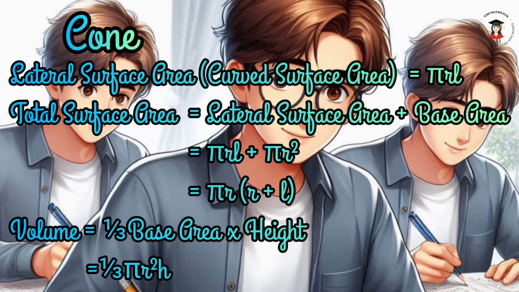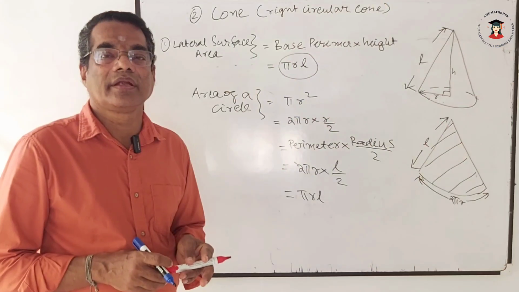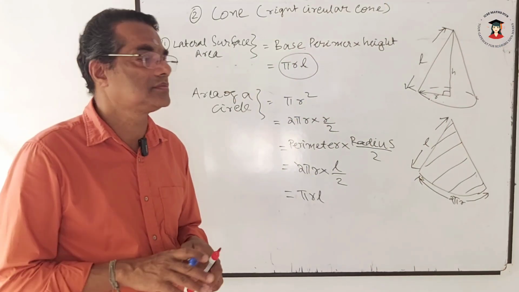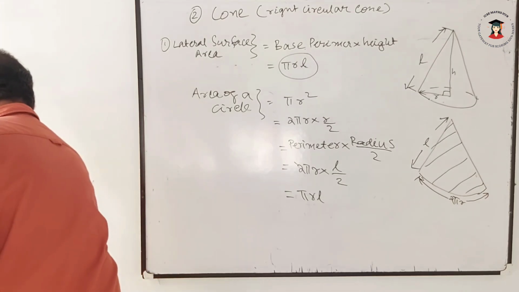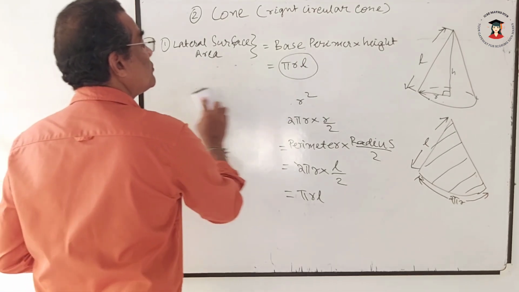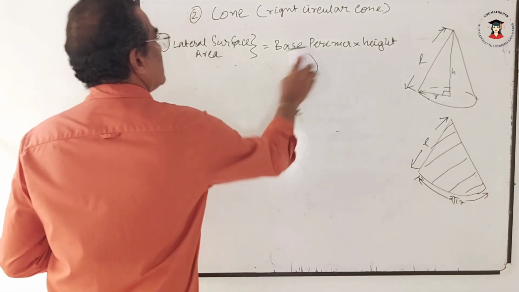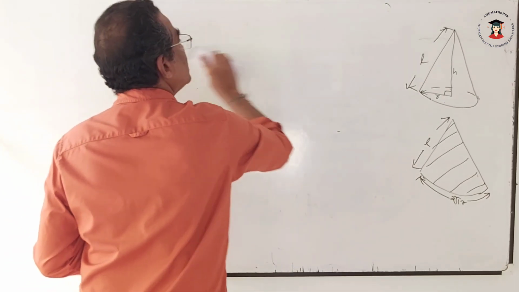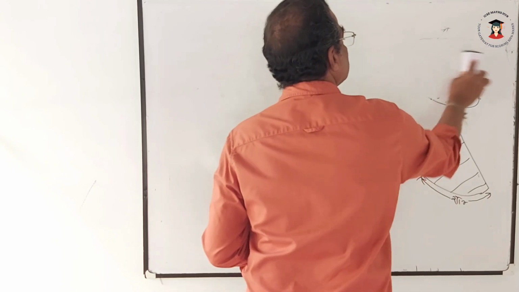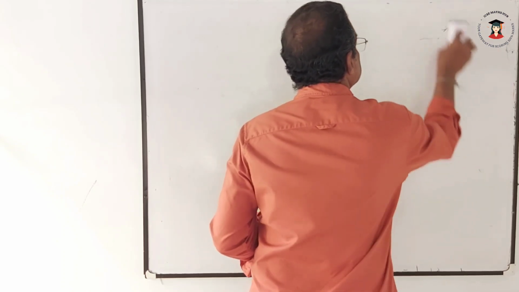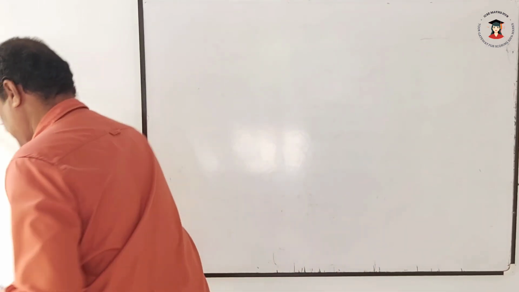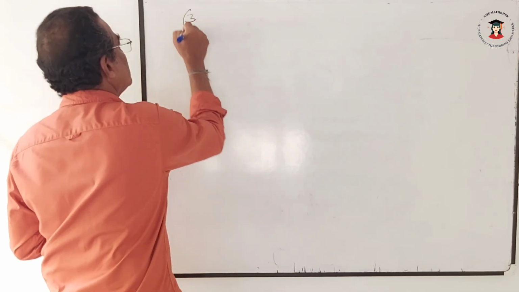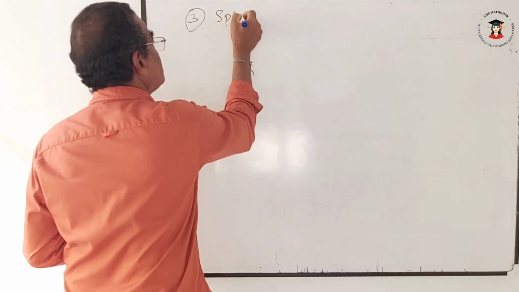So pi r l plus pi r square, and 1 by 3 pi r square h. The third one is the sphere and hemisphere. Exactly half of the sphere is called a hemisphere. Third one is sphere.